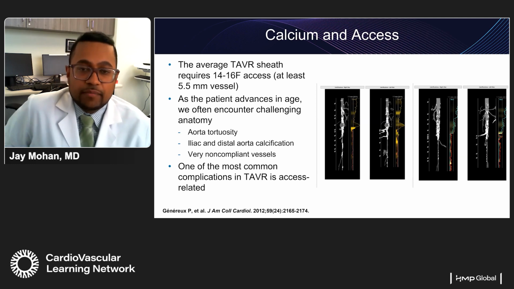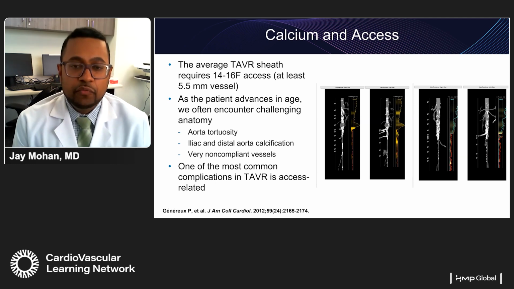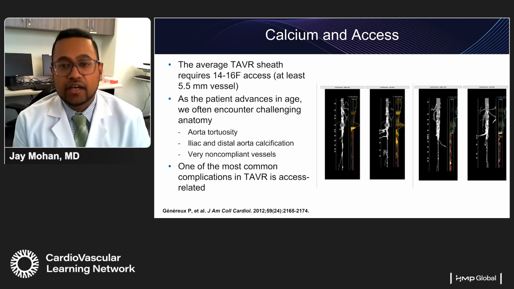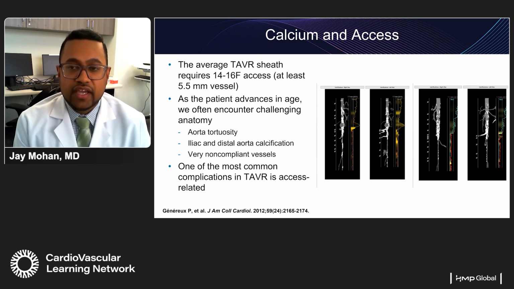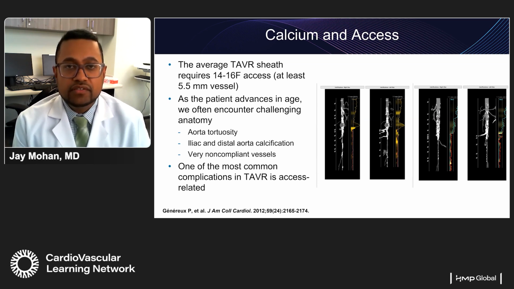When we talk about the iliofemoral system, we've all seen these pictures, the snake view when we get our CTA of the lower extremities to plan for access. Oftentimes we see these highly calcified stovepipe arteries of the iliacs leading into the aorta. Most of our TAVR patients are elderly, and they're going to have some degree of calcification.